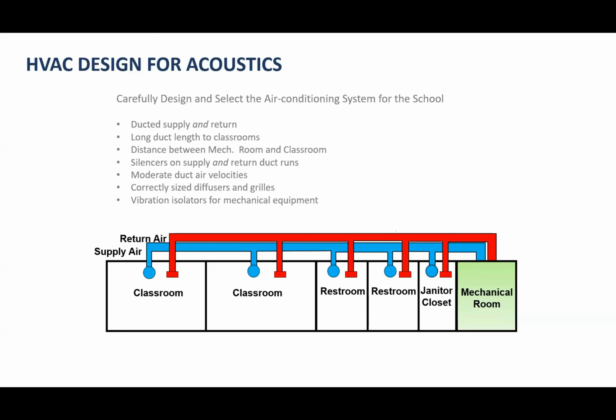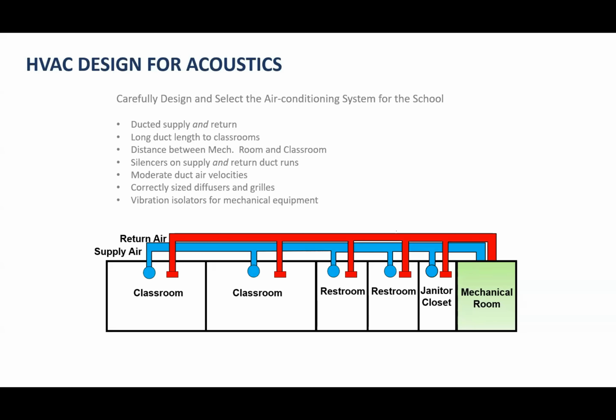But in the HVAC system, some of the things we're going to want to look at is, we have our mechanical room here. We want to separate that from our classrooms. We don't usually want to share that wall. We want to have some sort of buffer space because we have a lot of noise going on in this mechanical room. We're going to want longer supply and return ducts so that the air is a little bit slower by the time it gets there, and it also reduces sound as it travels through the ducts over more distance.